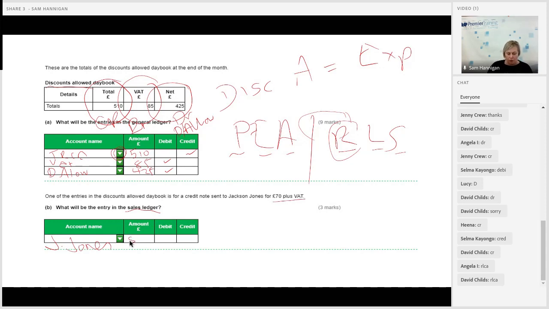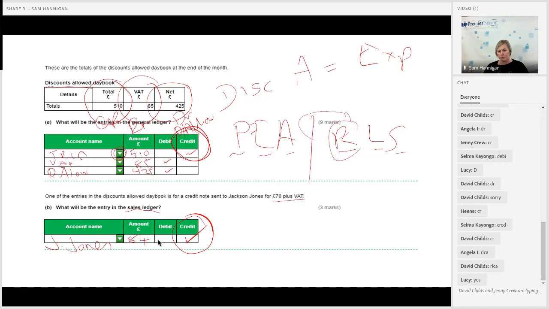Okay. And when Jackson Jones bought goods off us, and we made that sale, he were an asset to us, so he were a debit. So now what we're doing is we're reducing his account because he's paid it. Well, we're offering him this discount. So that means we would credit his account. And if you can remember what I said last time, whatever you do in your control account, whatever side it goes on, the same side in this account. Okay? Does that make sense? Are you okay with that? Yeah? Fantastic. Brilliant.